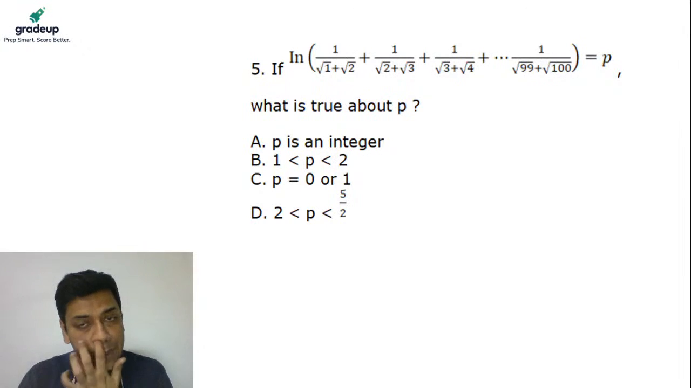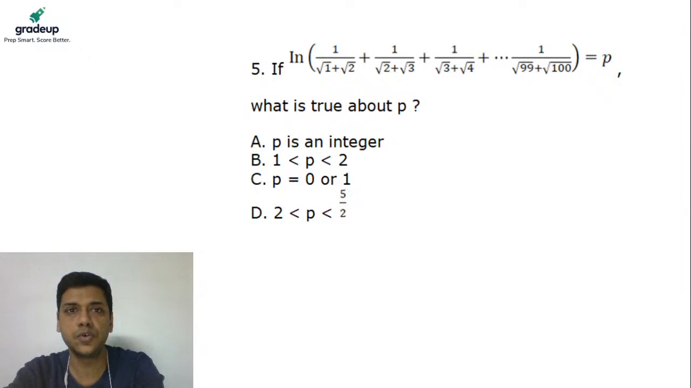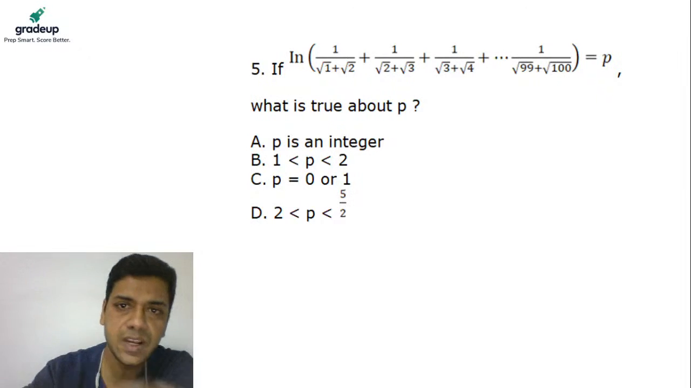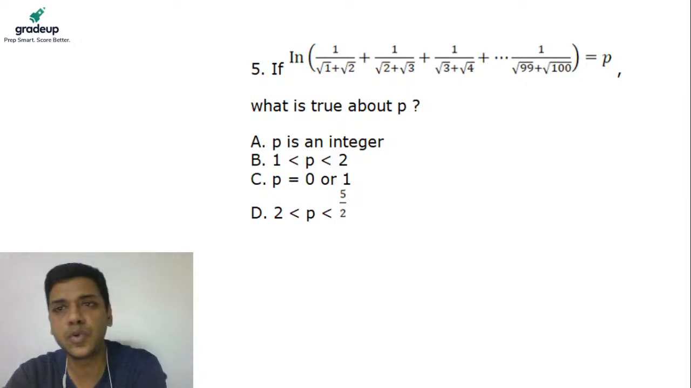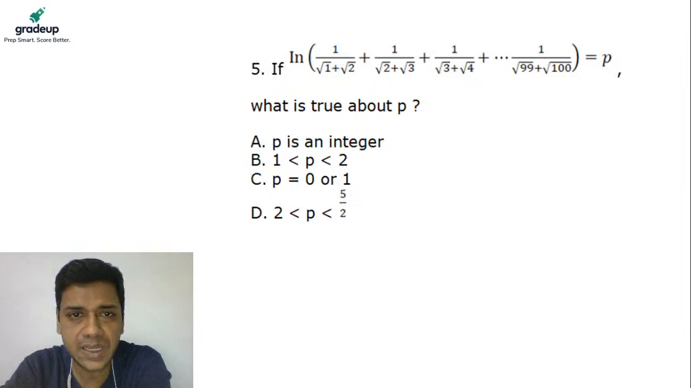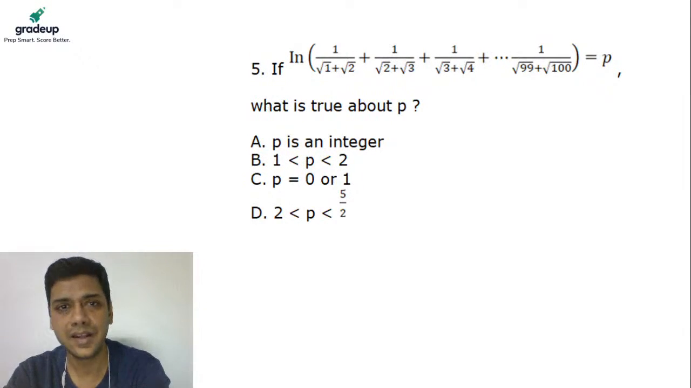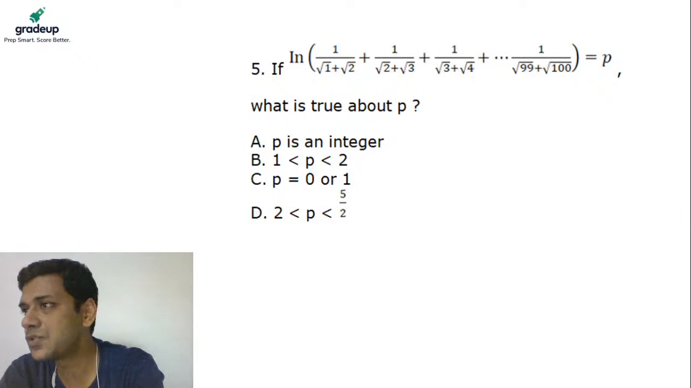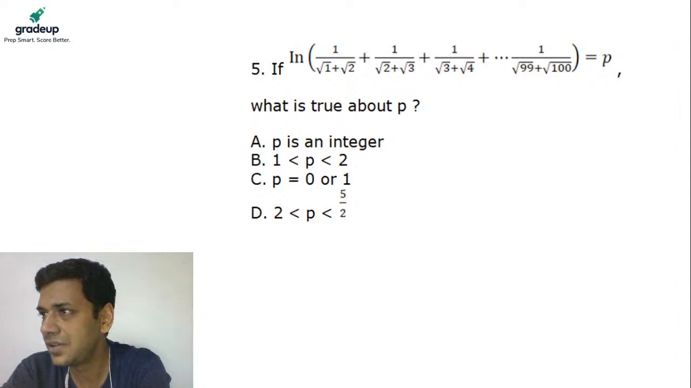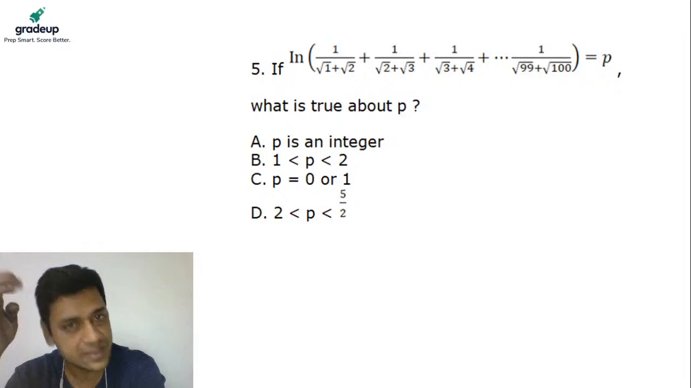If natural log of 1 upon root 1 plus root 2, plus 1 upon root 2 plus root 3, and so on and so forth, equals P, then what is true about P? Now, there are 2 parts to it. One is the natural log and one is the fraction inside it.